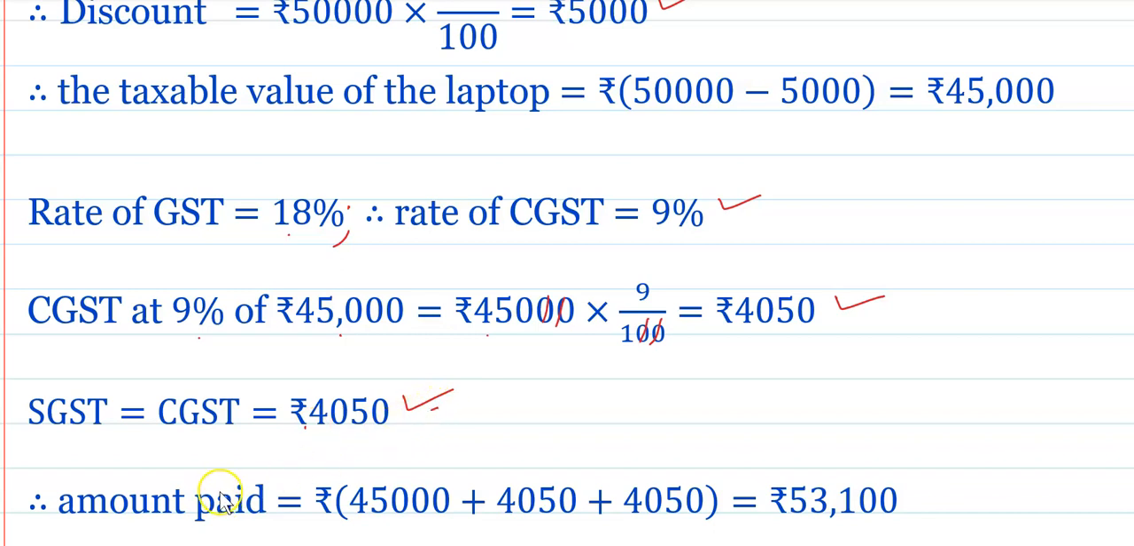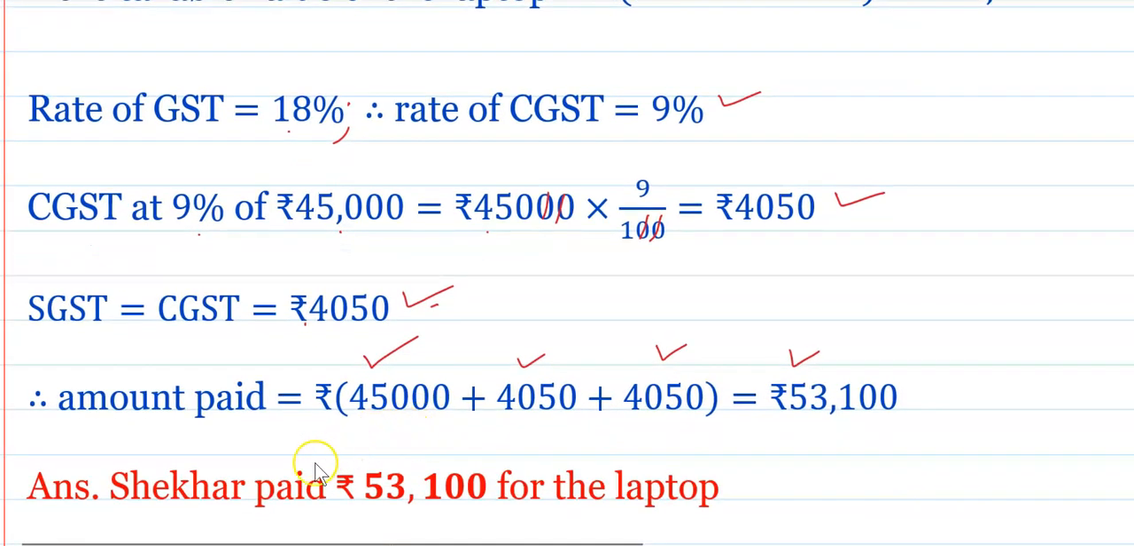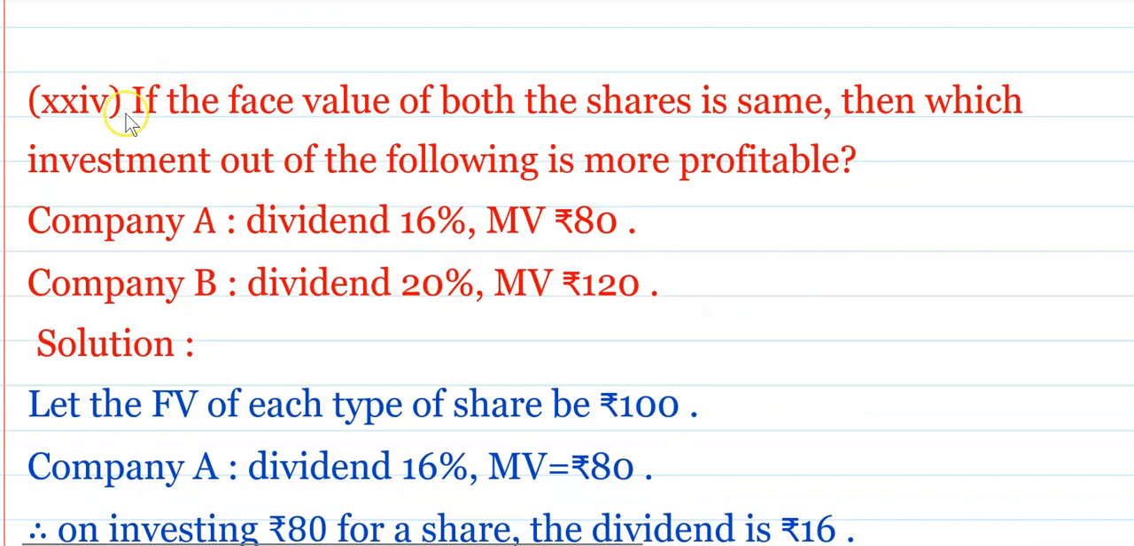Now the amount paid. How much amount did he pay? This is the discounted price of the laptop 45,000 plus 4,050 plus 4,050, and overall you will get 53,100. This is the amount paid. Therefore Shankar paid 53,100 for the laptop. Now the next question.